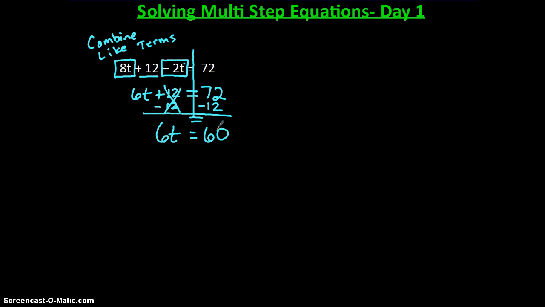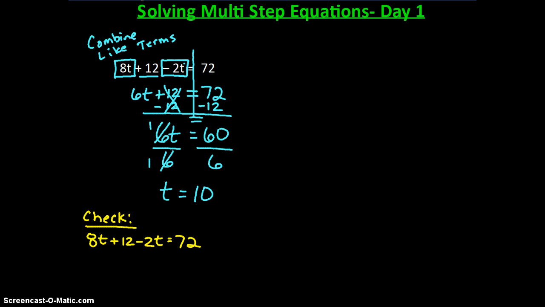Now it's a one-step equation. And in this final step, all I have to do is get this 1t. The only way I get 1t is to divide both sides by 6, that number right in front of my variable, which 6 divided by 6 is 1. So I have 1t, mission accomplished. Drop down the equal sign, and 60 divided by 6 is 10.